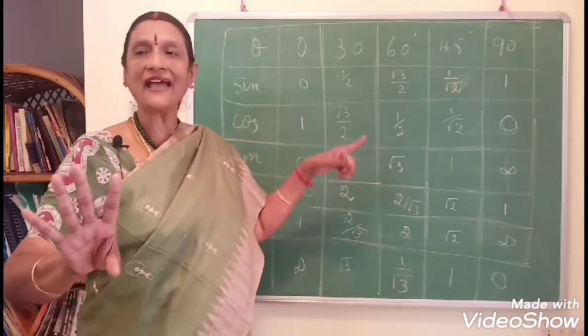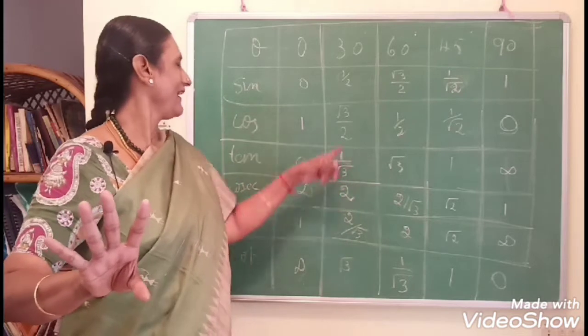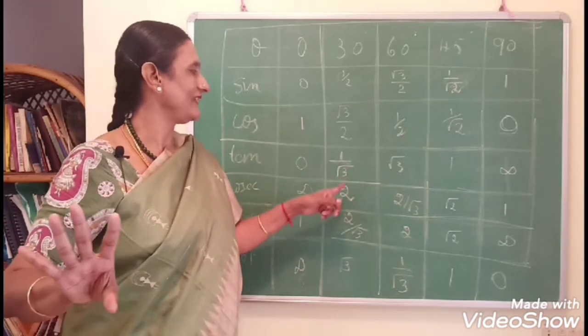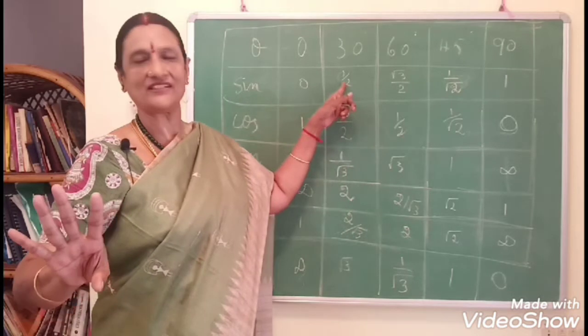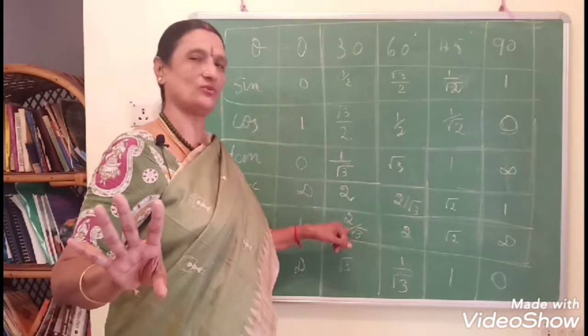Now what about tan 30? Sine by cos. Obviously it is 1 by root 3. What about cosecant 30? It is the reciprocal of sine, which is 2. What about secant 30? Reciprocal of cos. It is 2 by root 3.